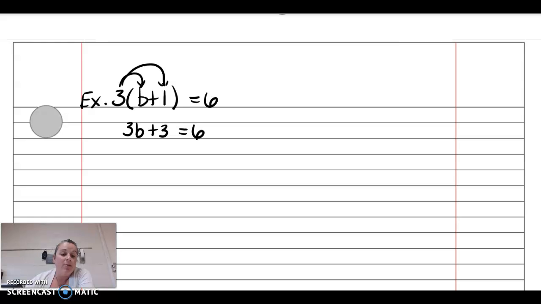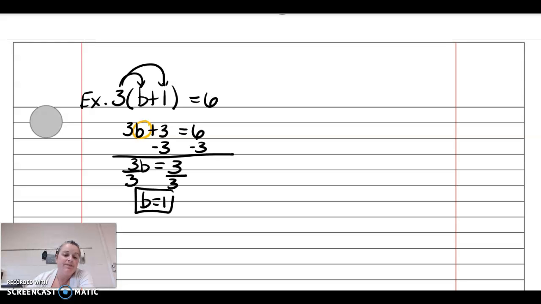Now we're going to find our variable. Oh, there it is, b. Looks like we've added 3, so we want to get rid of that first by doing the opposite. So we'll subtract 3. So I get 3b equals 3. And then b is multiplied by 3, so we're going to divide both sides by 3. So I get b equals 1.